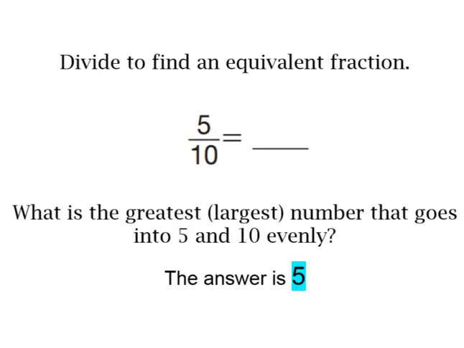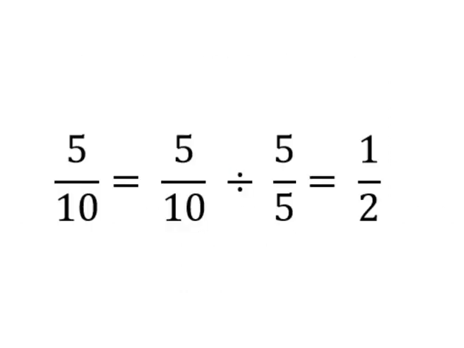For our last problem, we are going to divide to find an equivalent fraction for 5/10, okay? And again, we want to find out what is the greatest or the largest number that goes into both 5 and 10 evenly. And that answer is 5, okay? So what are we going to do? We are going to divide the numerator and the denominator by 5, okay? So going across, 5 divided by 5 is equal to 1, and 10 divided by 5 is equal to 2. And that is it.